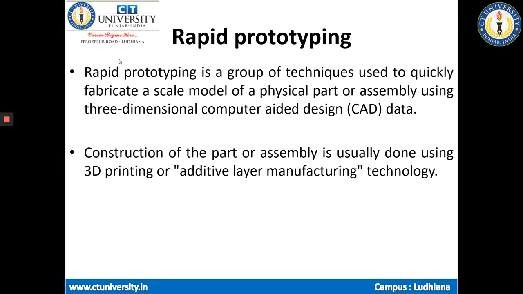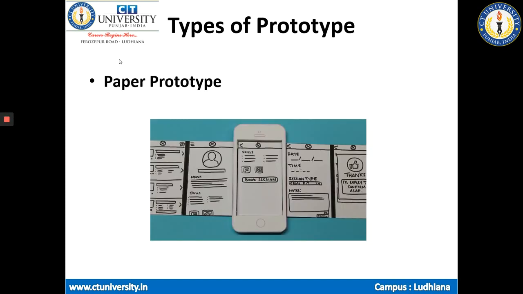Now we understood what prototyping is. So next is, what is rapid prototyping? We can say that rapid prototyping is a kind of fast prototyping. Rapid prototyping is a group of techniques used to quickly fabricate a scale model of a physical part or assembly using three-dimensional computer-aided design, we call it CAD data. And construction of a part or assembly is usually done by 3D printing or additive layer manufacturing technology. So now we have some idea about what a prototype is, what prototyping is, and what rapid prototyping is.